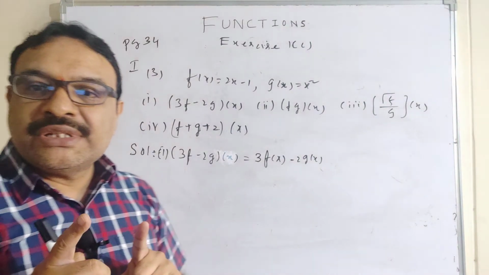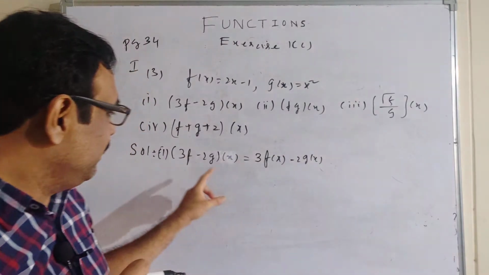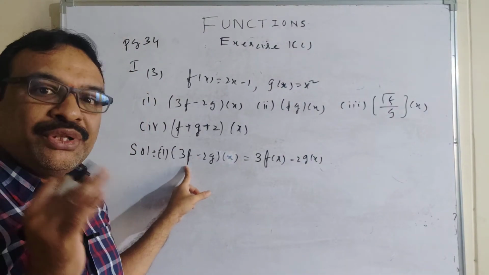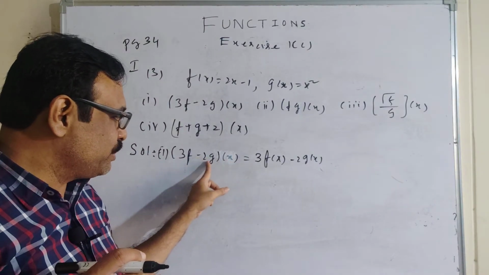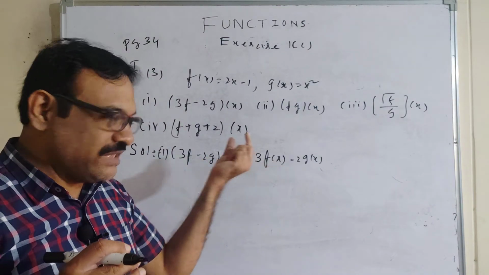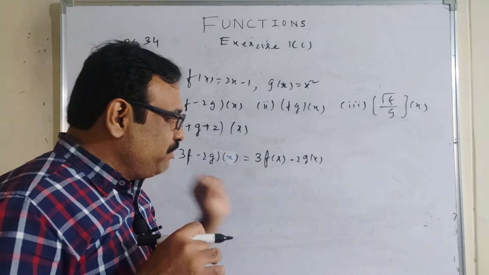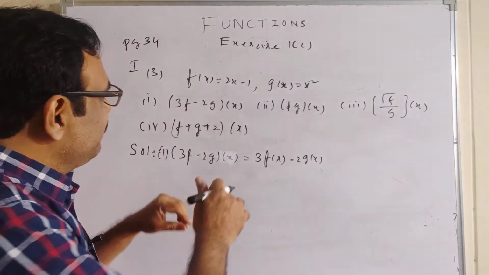First, you need to understand one part. These are the functions. You can't multiply x with this function. What you need to understand, 3 into f of x minus 2 into g of x. F of x is a function, g of x is a function. X is not a multiple of f, x is not a multiple of g. That is a function definition.